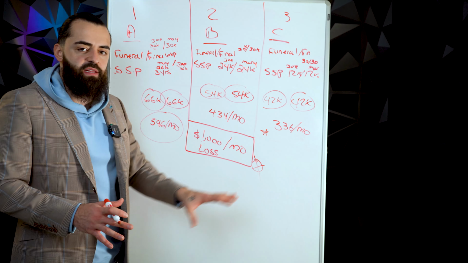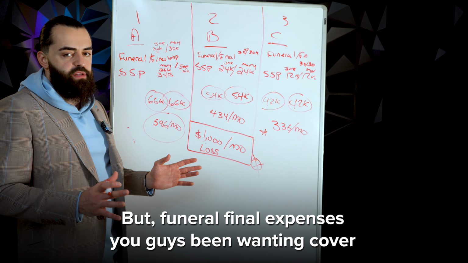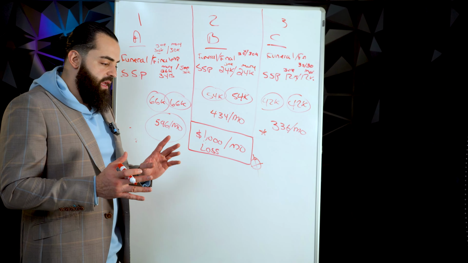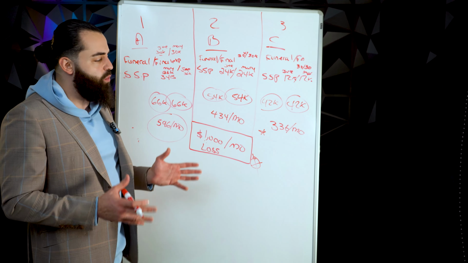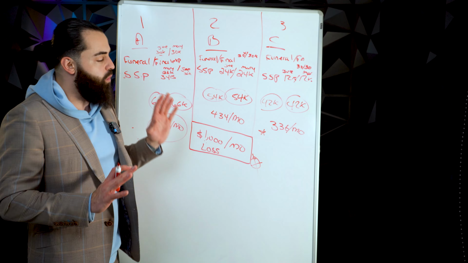The income protection, I get. That's something you found out about today. But the funeral final expenses, you guys been wanting covered. This is something that you guys been thinking about and pondering on. So today, what we can do, this is what I said earlier. That's why I recommended this for you guys to think about it and upgrade in the future. Why don't we do this?